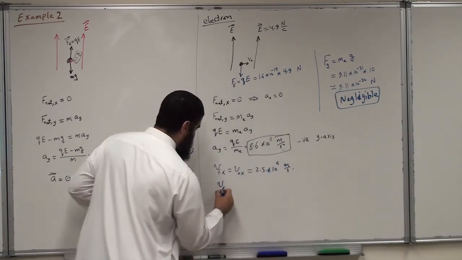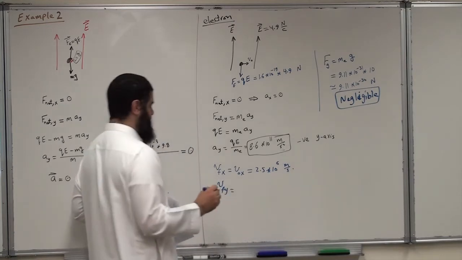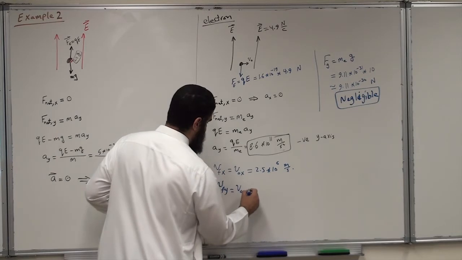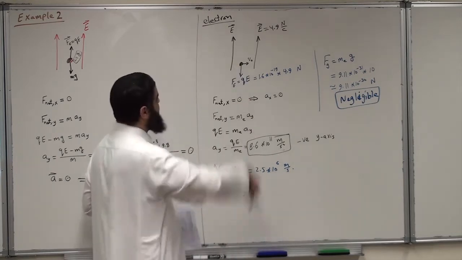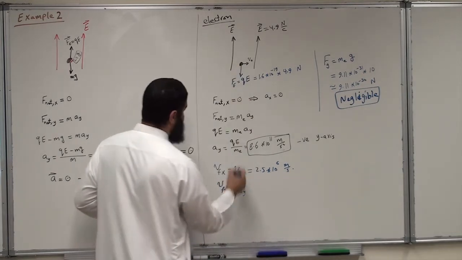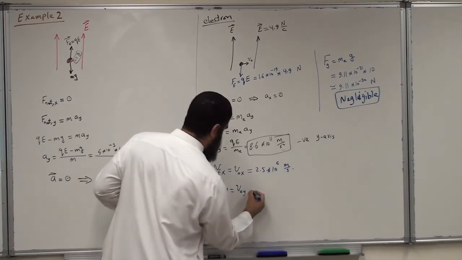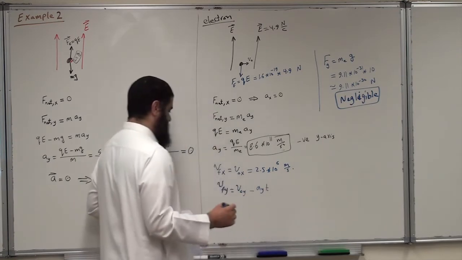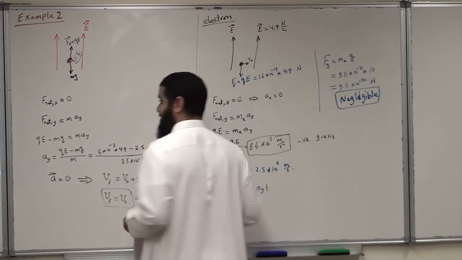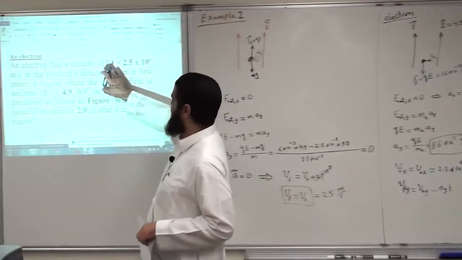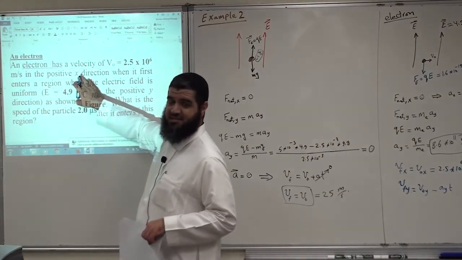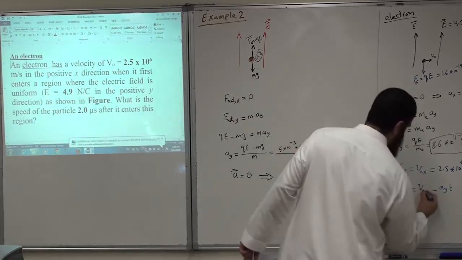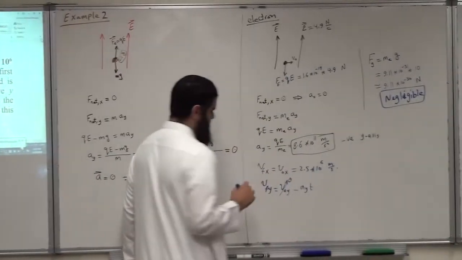What is V final y? V final y will be V0y, okay, minus, because now it is moving downward and the acceleration is in the negative y-axis, so this is minus a_y multiplied by the time. What is V0y? Initially, the electron was moving in the positive x direction, so the y component of its initial velocity is equal to 0, if you remember from physics 101.